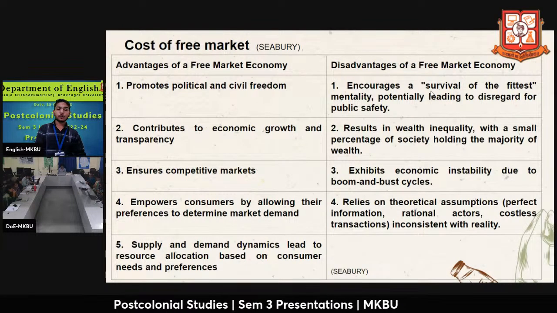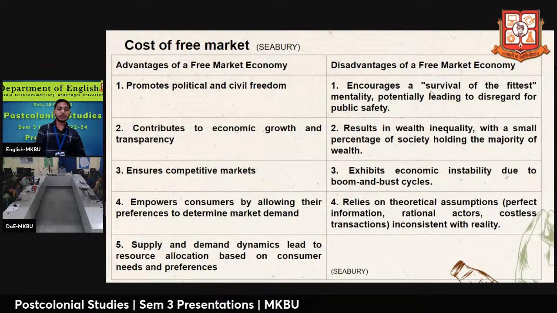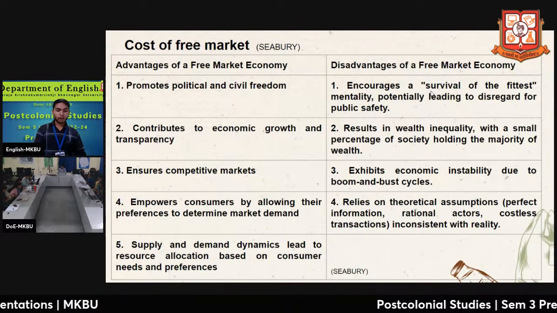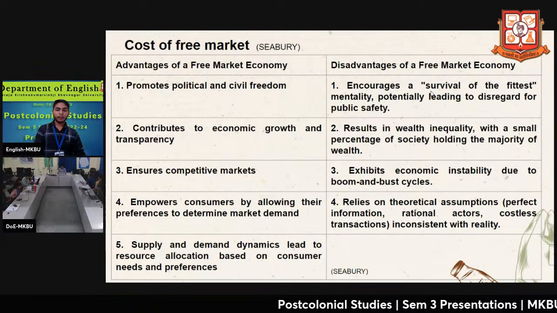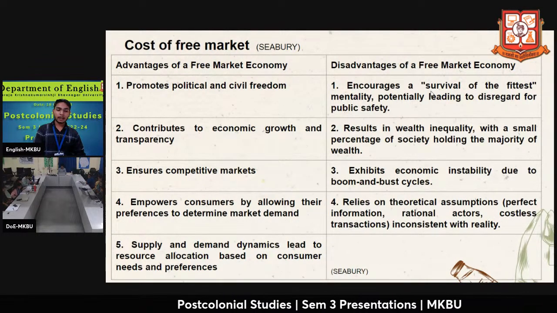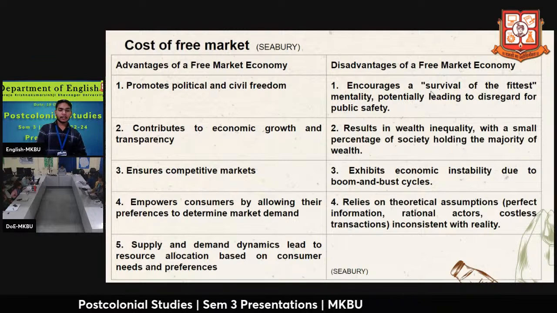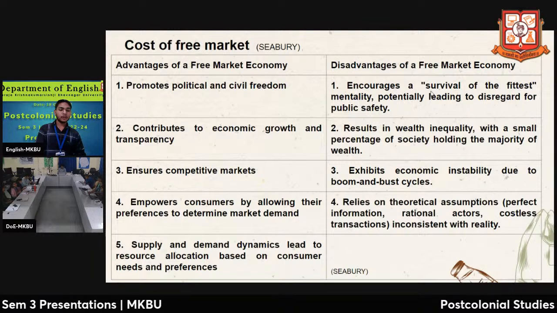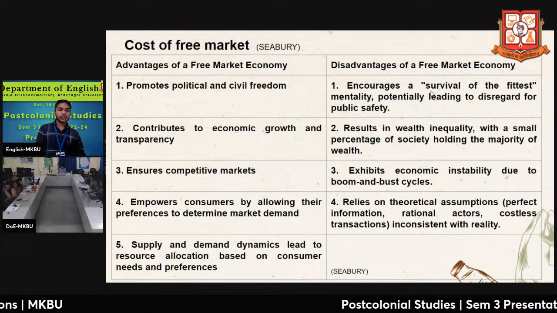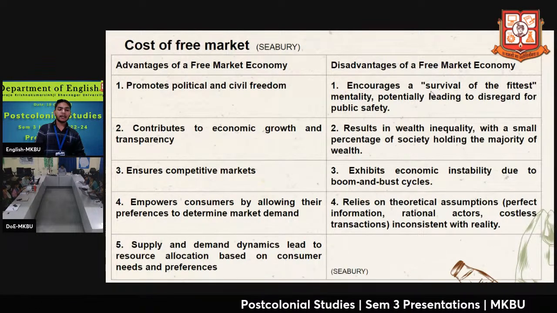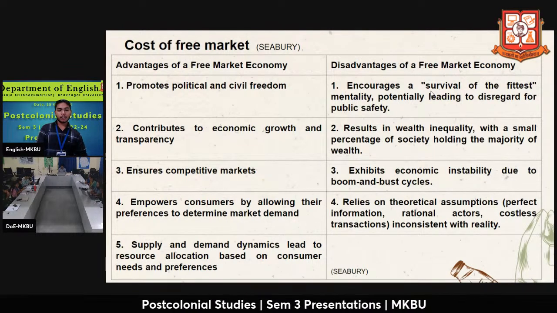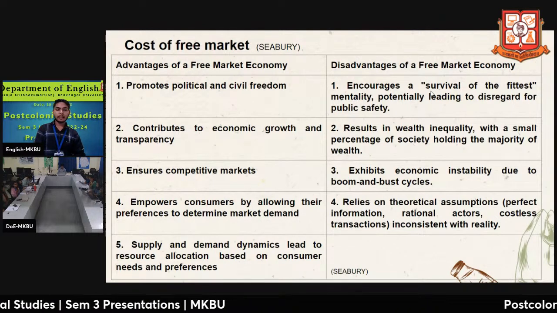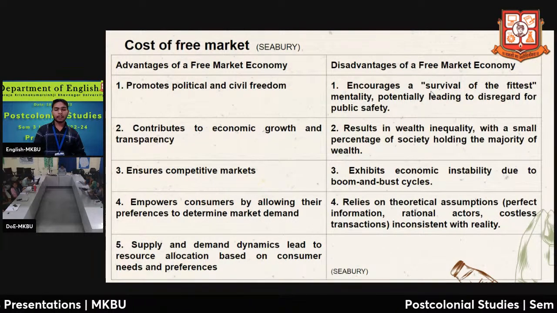It empowers consumers by allowing their preference to determine market demand. They will produce and supply as per the demand of the consumers and their users. Supply and demand dynamics lead to resource allocation based on consumer needs and preference. Here also the preference of the consumer is at the center to gain growth.